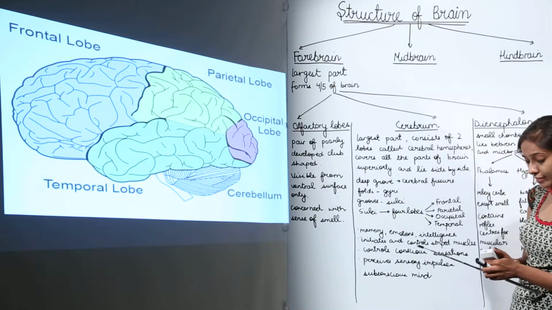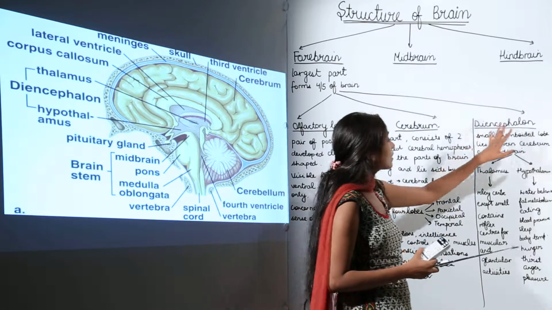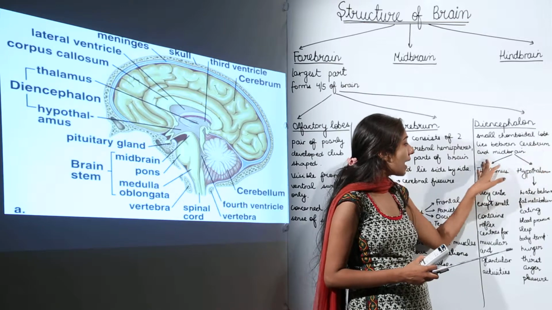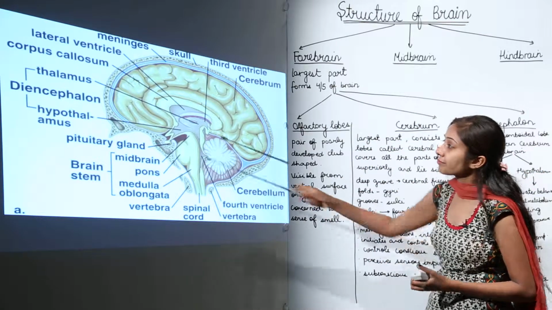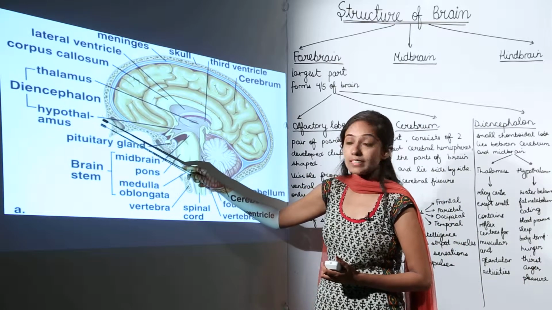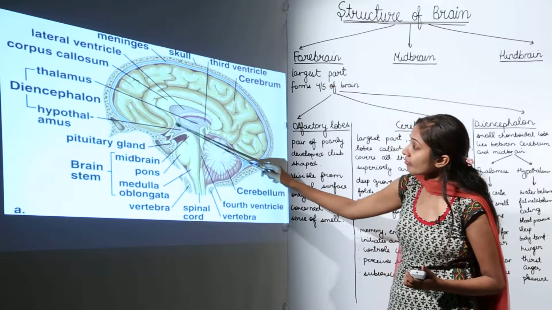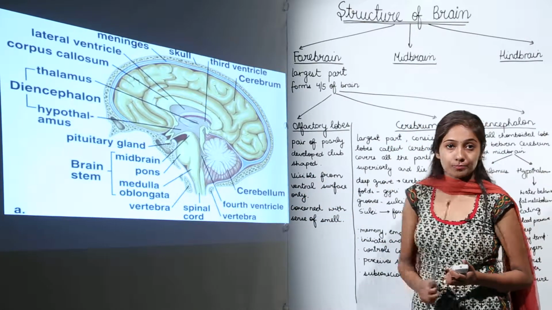Then we have the diencephalon. Diencephalon is a small rhomboidal lobe which lies between the cerebrum and the midbrain. It has two regions, thalamus and hypothalamus.